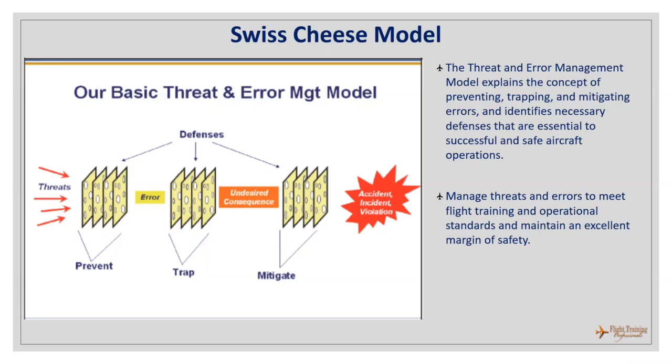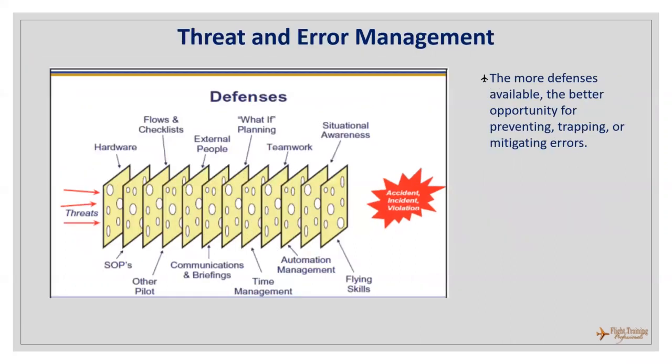maybe you struggle in navigation. Well, in order to trap that or to mitigate your struggle in navigation on a long cross country is having a good sound understanding of the use of your automation, right? So the more layers we can add in, the safer flight we have, and the lower we can drive the risk. So as you can see, you've got hardware, you've got SOPs, you have another pilot, flows and checklist, you have external people, that's ATC, you have communications and briefings, you have that what if planning.